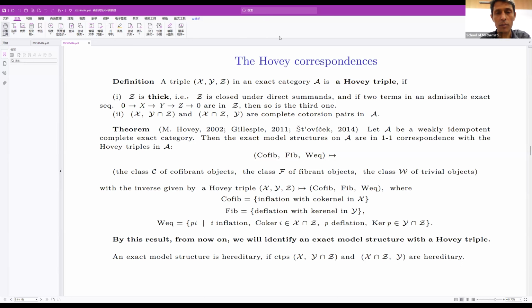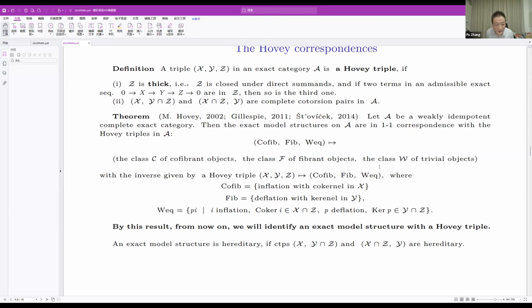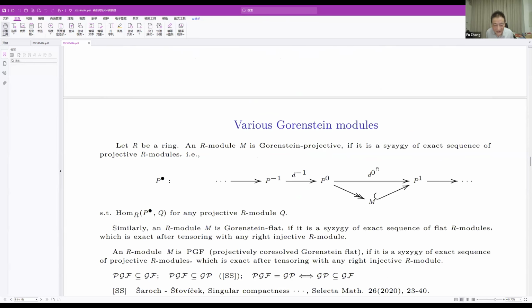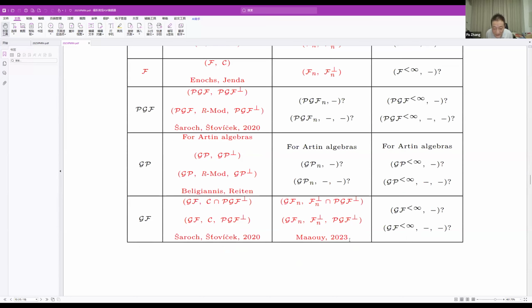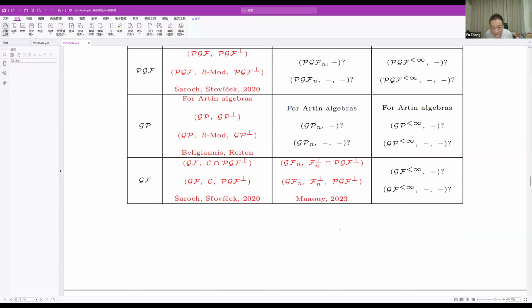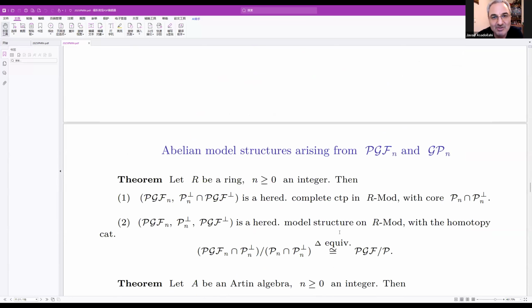Are there any more questions or comments? Maybe I can ask another question. You didn't say anything about Gorenstein injective modules. Is there a similar theory for them? For Gorenstein projective modules? No, I mean Gorenstein injective modules.